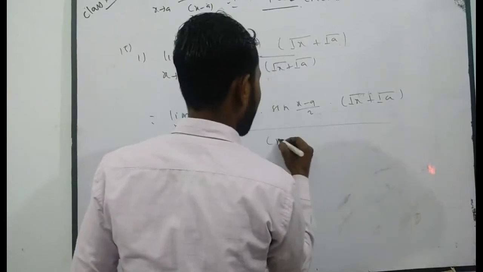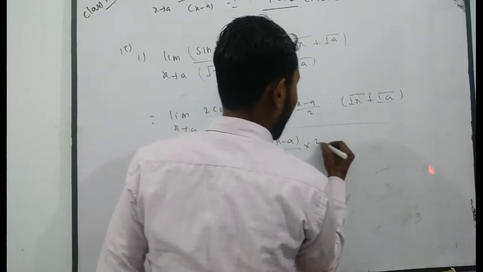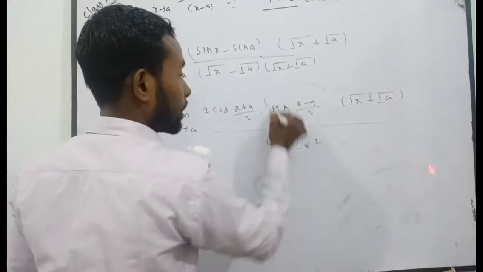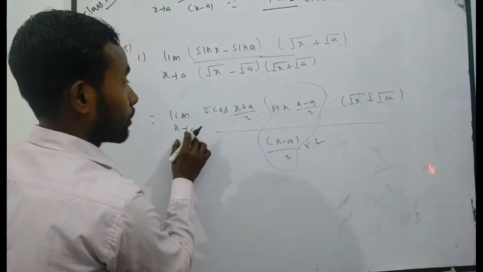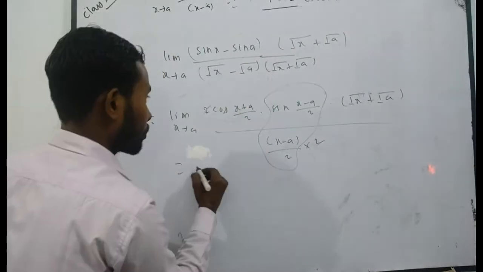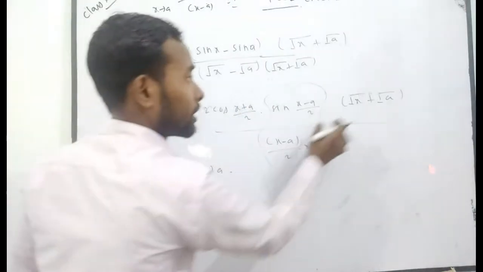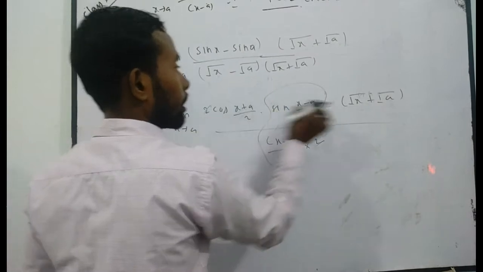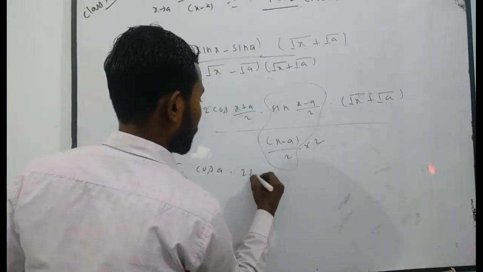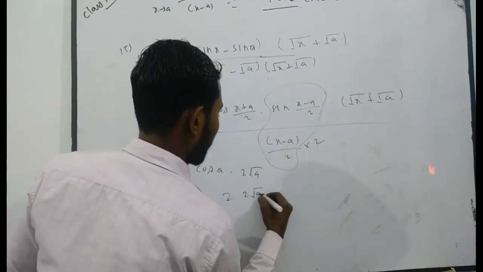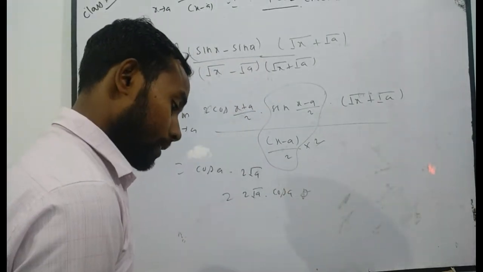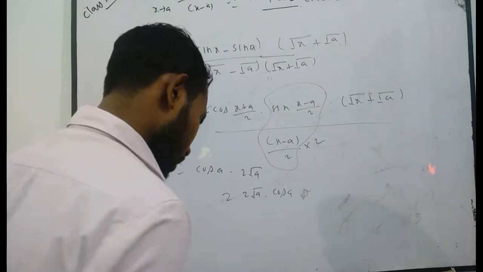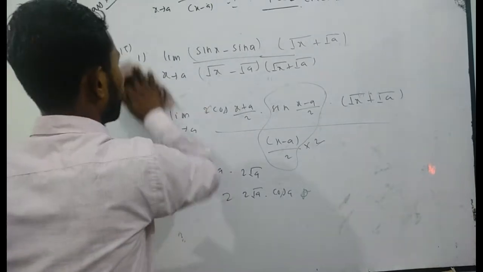Finally you get x minus a. If you multiply by 2 and divide by 2, what do you get? It will be 1, and the remaining term is calculated. Simply put x equal to a, so (a plus a)/2 is a, that means cos a, into, if you put here a, root a plus root a, that means 2 root a. So finally you get 2 root a into cos a, which is your final answer.